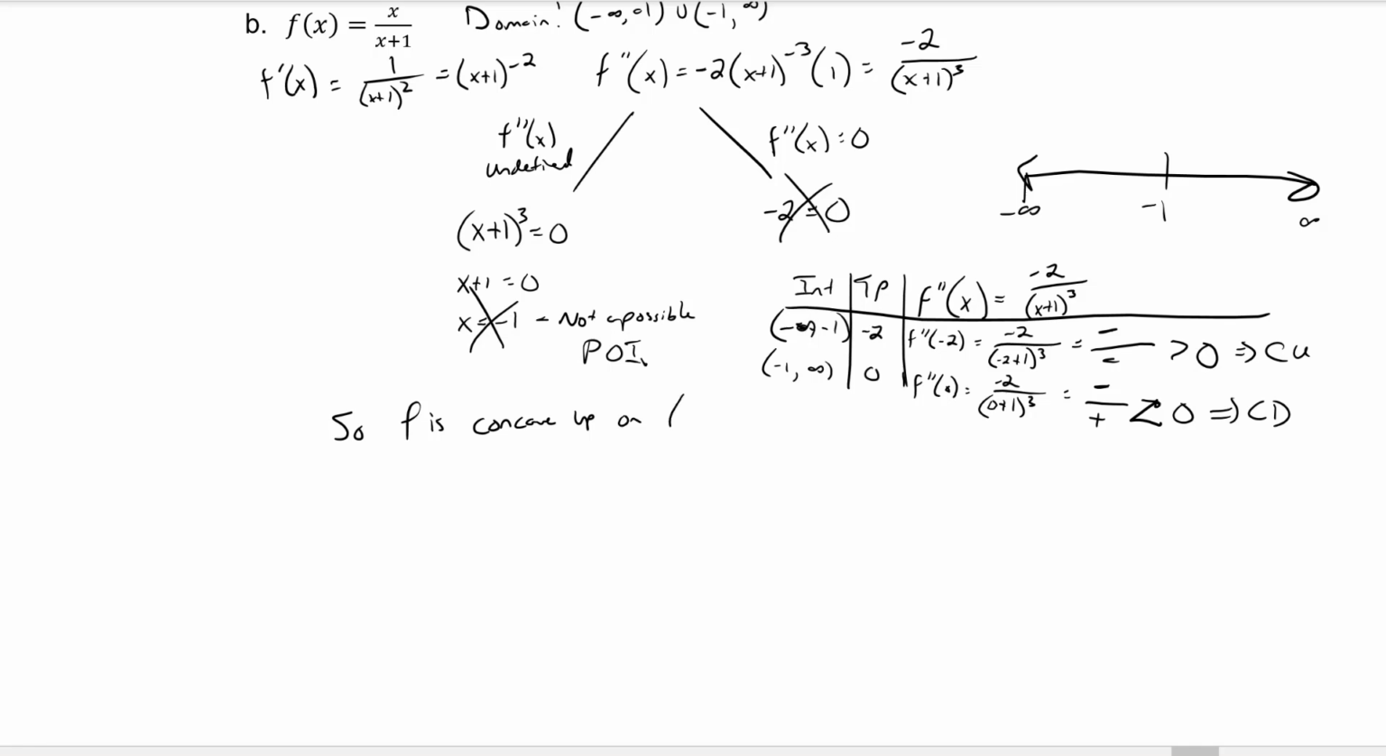So our intervals of concavity: f is concave up on the interval negative infinity to negative 1, and it's concave down on negative 1 to infinity. But remember, x equals negative 1, even though it's changing concavity there, is not in the domain of the function. So there is no point of inflection. There's no point of any kind going on at x equaling negative 1. So f has no points of inflection.